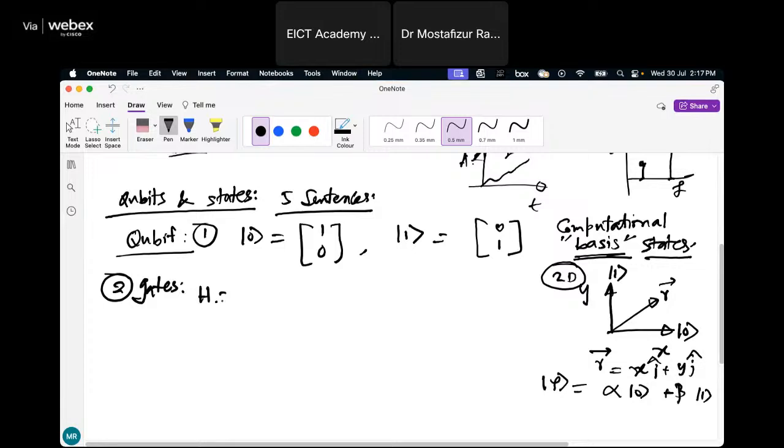Say, for example, the Hadamard matrix, that is 1 by square root 2 times [[1, 1], [1, -1]]. Say, for example, X is basically an x-axis rotation gate, or a NOT gate kind of thing.